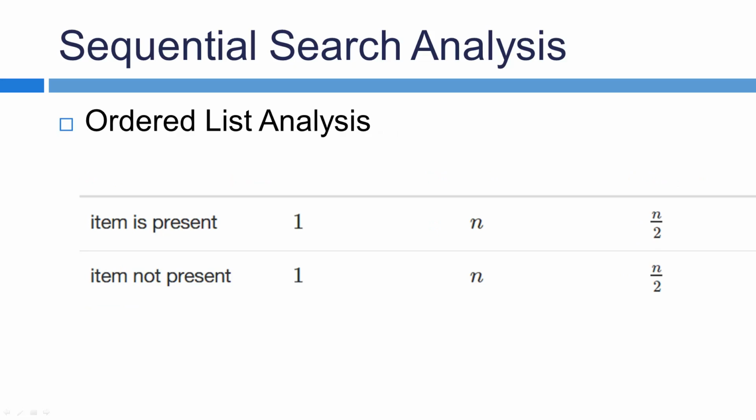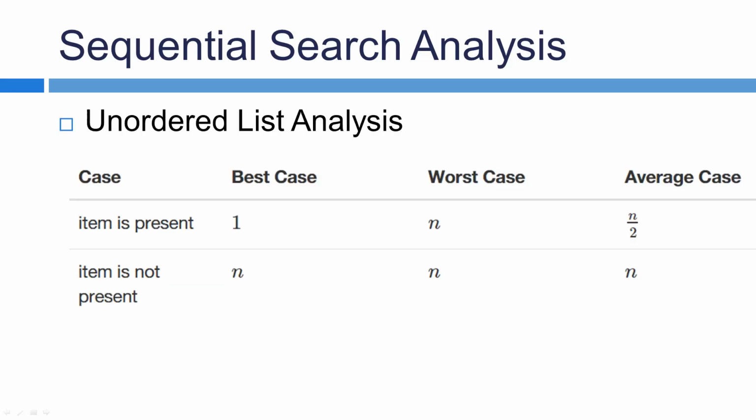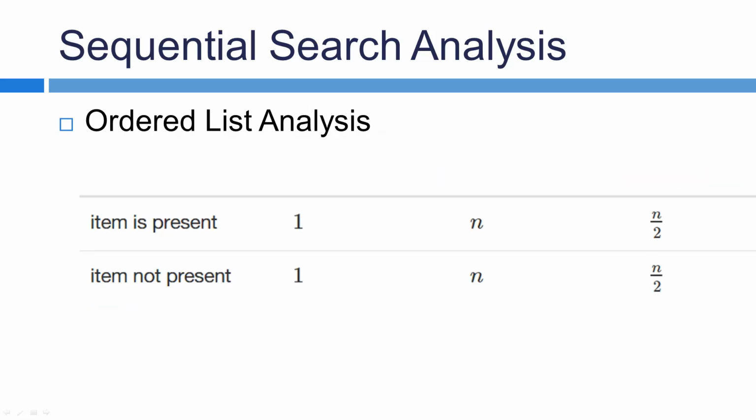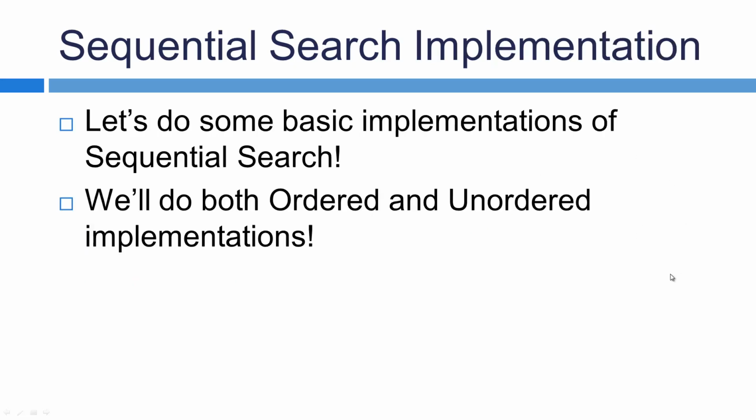However, on an ordered list, if the item is present or not present, then you're going to have 1 and n as your best case and worst case. So just to pass over those column names, best case, worst case, average case. So your best case, if the item is present and not present on an ordered list, is 1. Your worst case is just going to be n, and then your average case is n over 2.